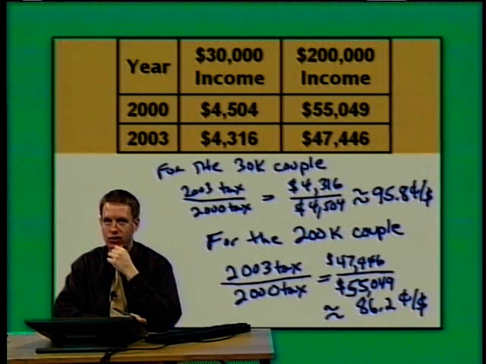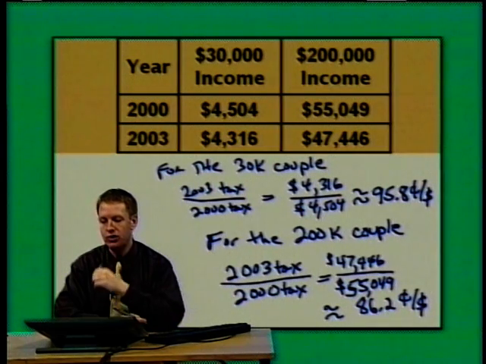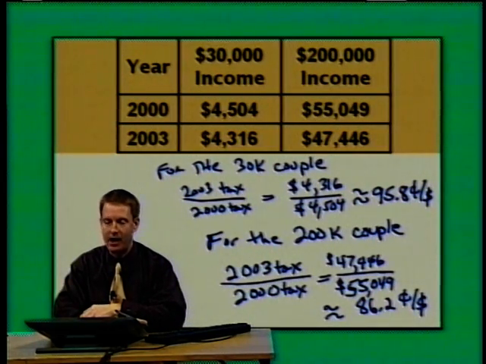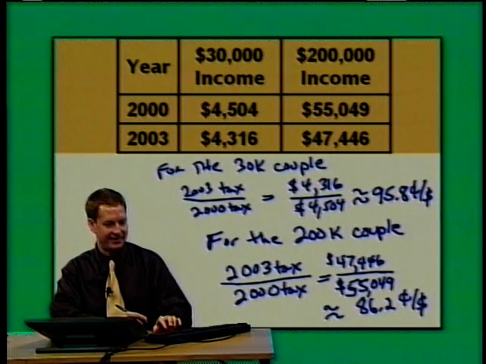they had to pay in 2000. The couple who earns $200,000 in 2003 only had to pay 86.2 cents for every dollar they paid in 2000. I wonder who got the bigger tax cut.